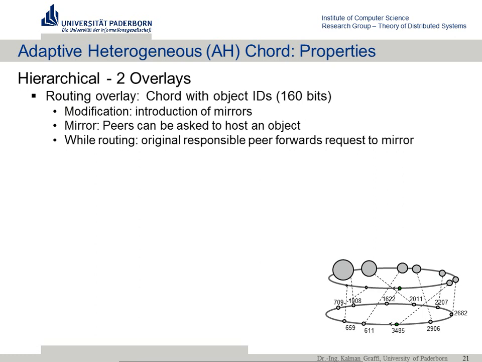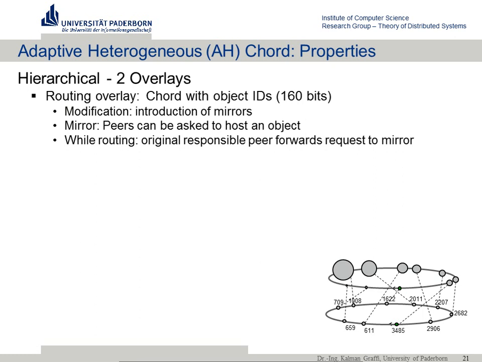Instead of storing directly the objects, which you can also think of in Pastry, you do not store the objects, but you are able to have some so-called mirrors. Then you would only store a reference to that mirror. Having a mirror means you can ask another node that you find fitting whether he wants to take your object.